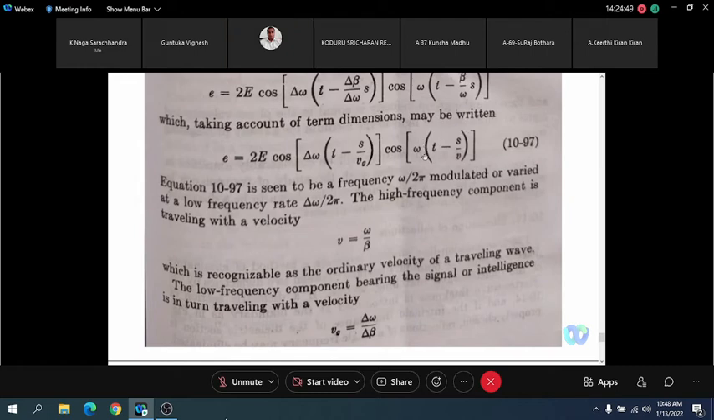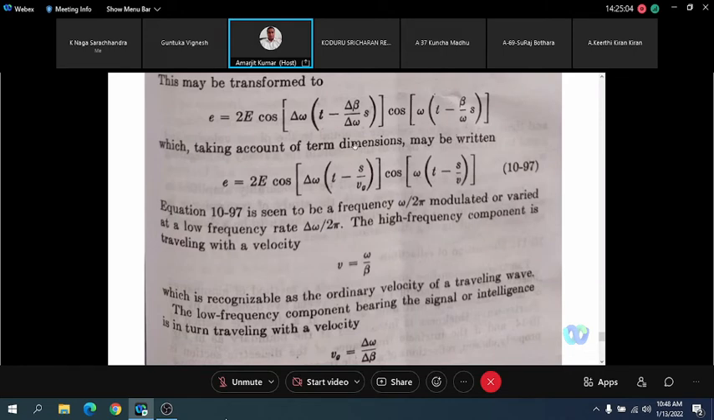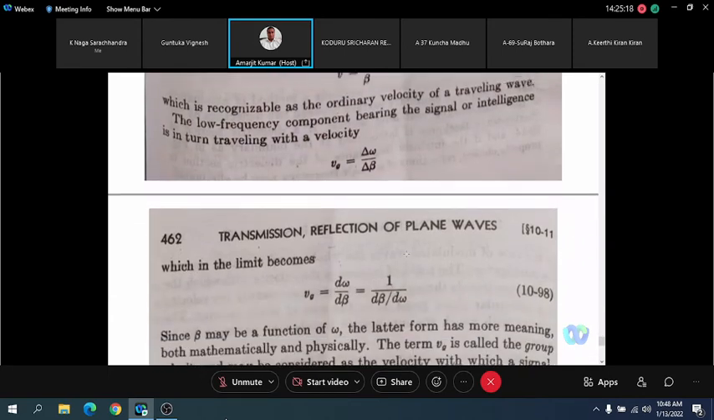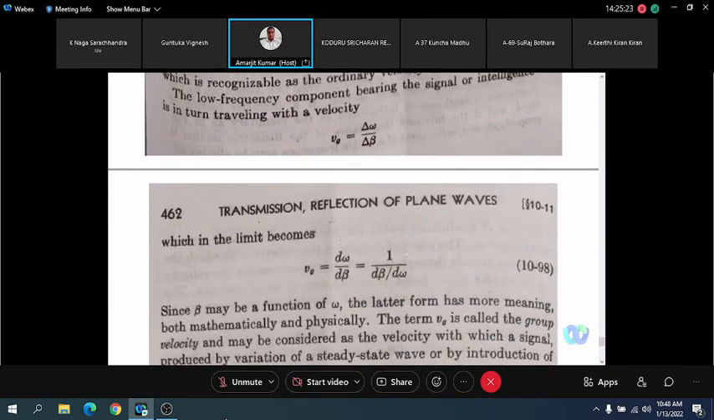So this is the velocity of the high frequency component, omega upon beta, the carrier frequency, the ordinary velocity of the traveling wave, and the low frequency component will travel with this velocity, delta omega upon delta beta. For delta omega, this is the velocity of the intelligence, or the message being transmitted. You know, message signal or baseband signal, the low frequency component. So Vg is equal to delta omega upon delta beta.